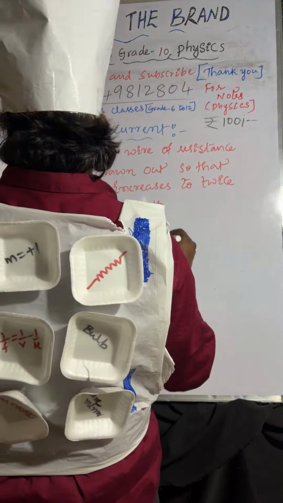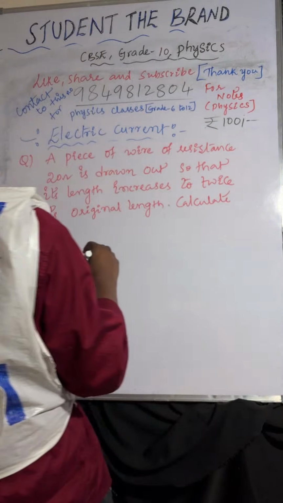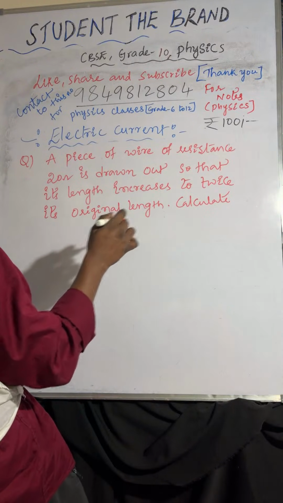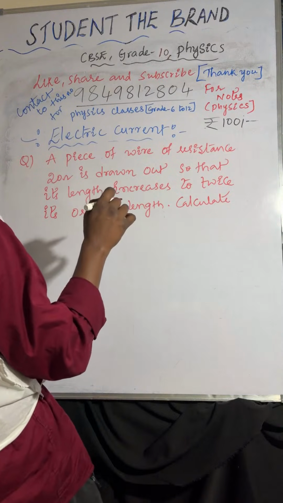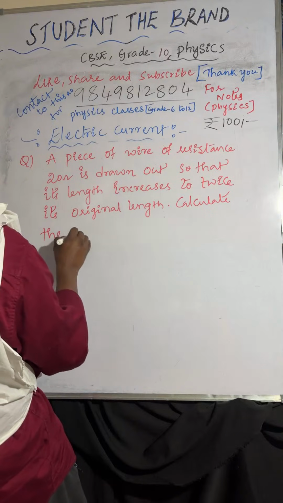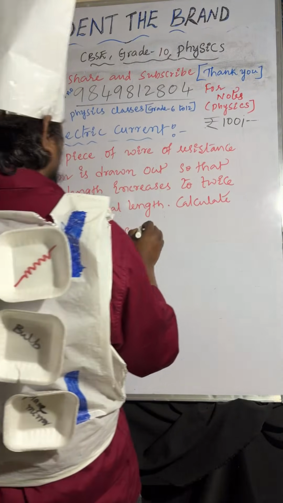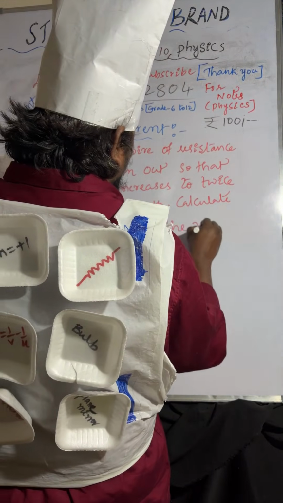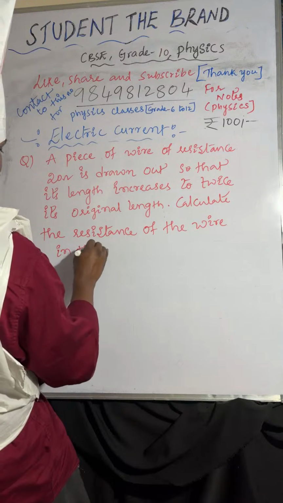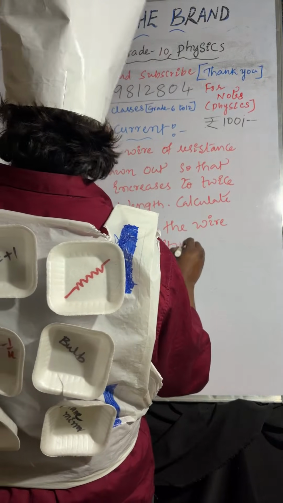Okay, so calculate. A piece of wire is drawn out so that its length increases to twice its original length. Calculate the resistance of the wire in the new situation.